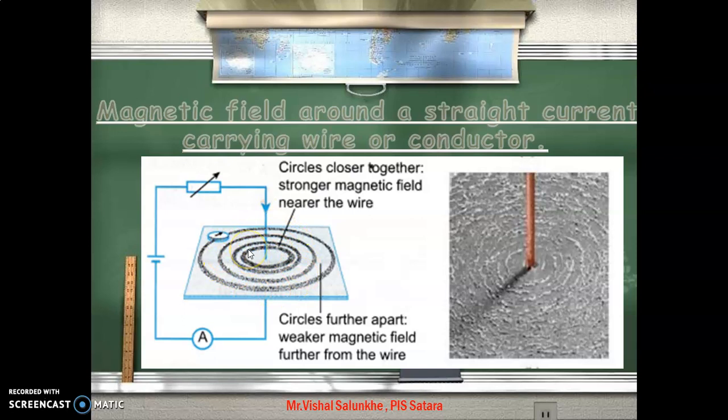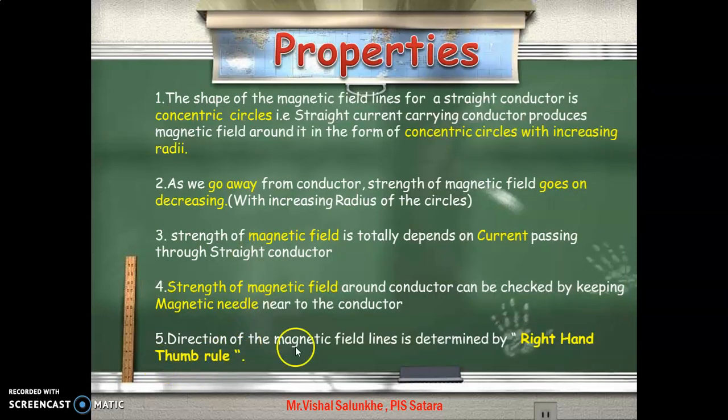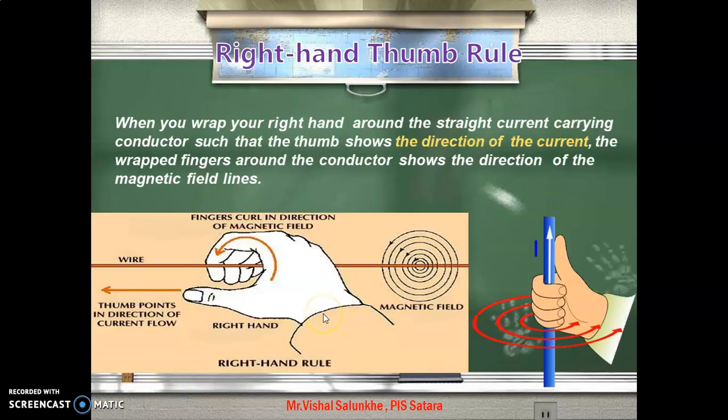That direction can be determined with the help of the right hand thumb rule. So here we'll discuss what the right hand thumb rule is. My dear students, if we hold the current carrying conductor in our right hand and stretch the thumb, then the stretched thumb indicates the direction of the current, and the wrapped fingers indicate the direction of the magnetic field.